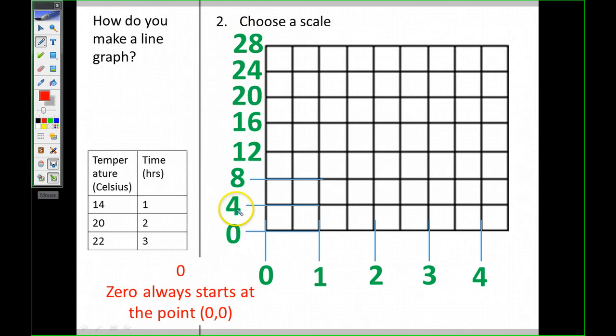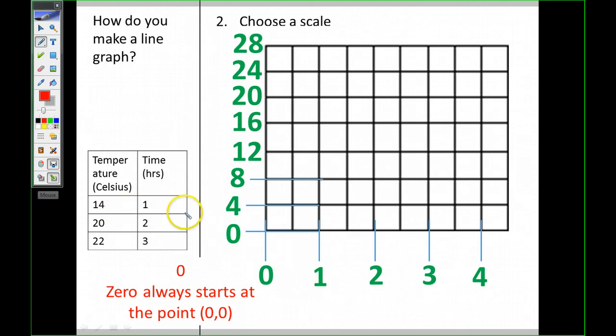If you're going to use 4 every line, make sure you go 4 every line, and make sure you don't run out of numbers. And then if you go 1 every other, go 1 every other. Don't go 1 and then 2. Don't skip around. Well, now, step 3, which will be on the next slide, is plot your data.